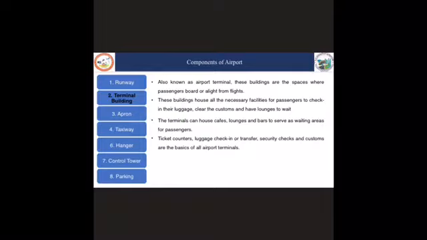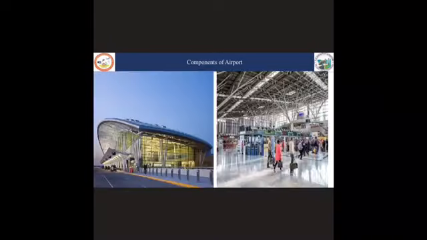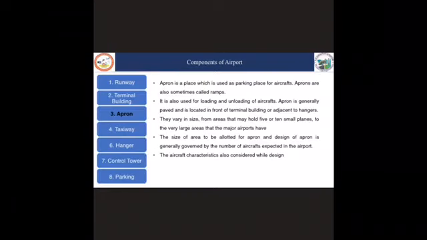And it should also include the ticket counters, luggage check-in or transfers, security checks or customs, which are the basics for all airport terminals. So now you can see here is the picture of airport terminals. Airport terminals are designed for the best aesthetics so that they can attract the passengers.